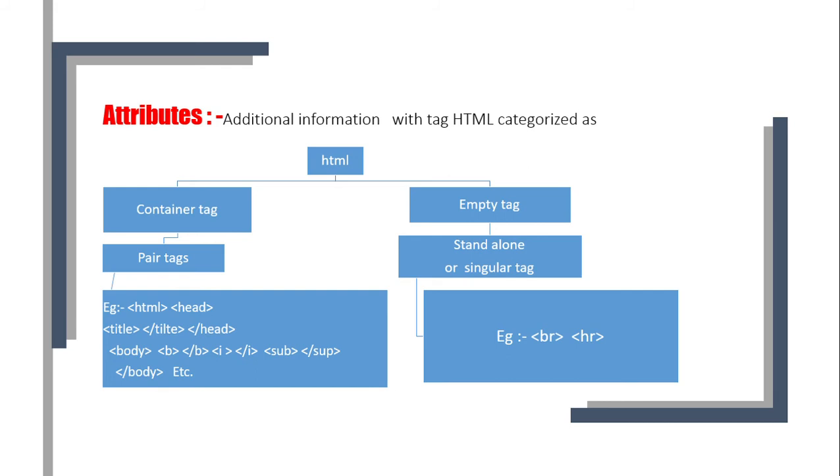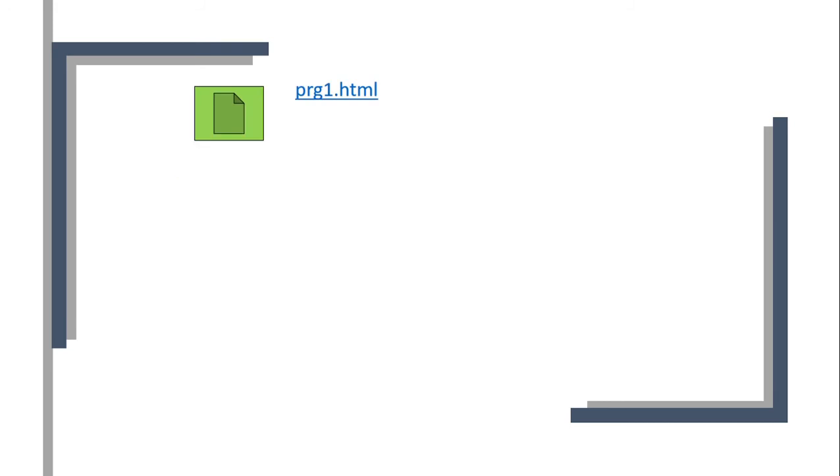But sometimes we write tags that cannot have a closing tag. Suppose we write HR or BR. We write that, but we do not close it with slash BR or slash HR. So these are single, standalone tags. We also call them singular tags. That's why we call them empty tags. After these two types, the container and the empty tags, we have to see one small program.